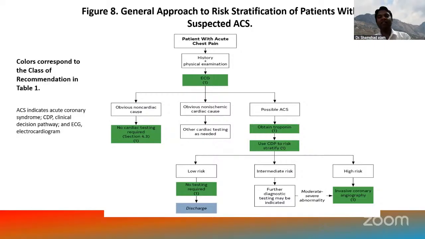If we think it is a possible ACS, then after the ECG, the first test we have to do is a high sensitive troponin. We have to go through the pathways which have been postulated for low risk, intermediate risk, and high risk. Most of the patients we get are of intermediate or high risk, usually in emergency. Our low risk patients usually never visit emergencies. Even intermediate and high risk patients visit, on average, with a delay of 12 to 24 hours in our cardiac emergencies.